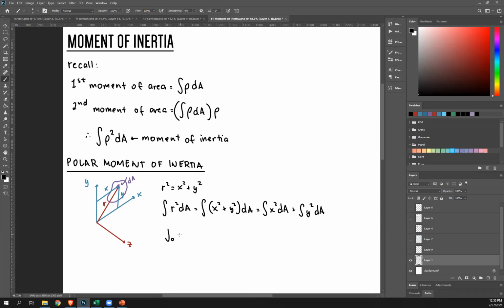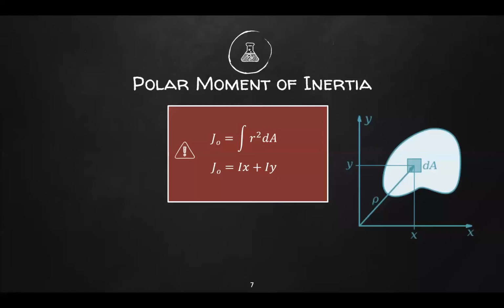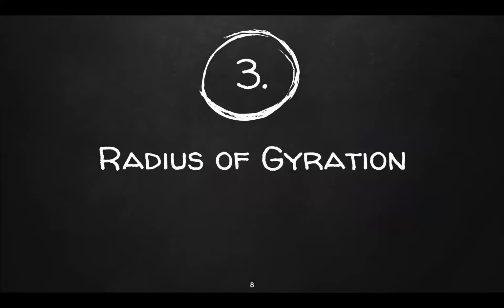So J sub O, this is polar moment of inertia, equals I sub y, which is the moment of inertia about the y axis, plus I sub x, the moment of inertia about the x axis. And that is your equation. Okay? So it's easy to find polar moment as long as you know the moment of inertia about x and y axis. Next, we have radius of gyration.